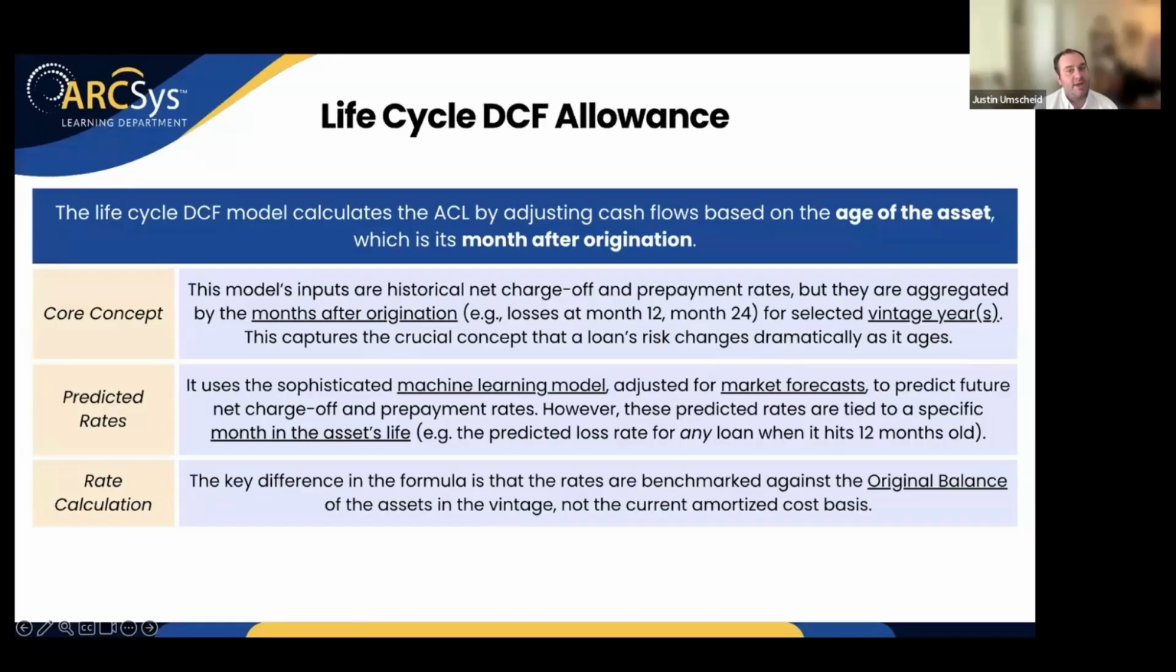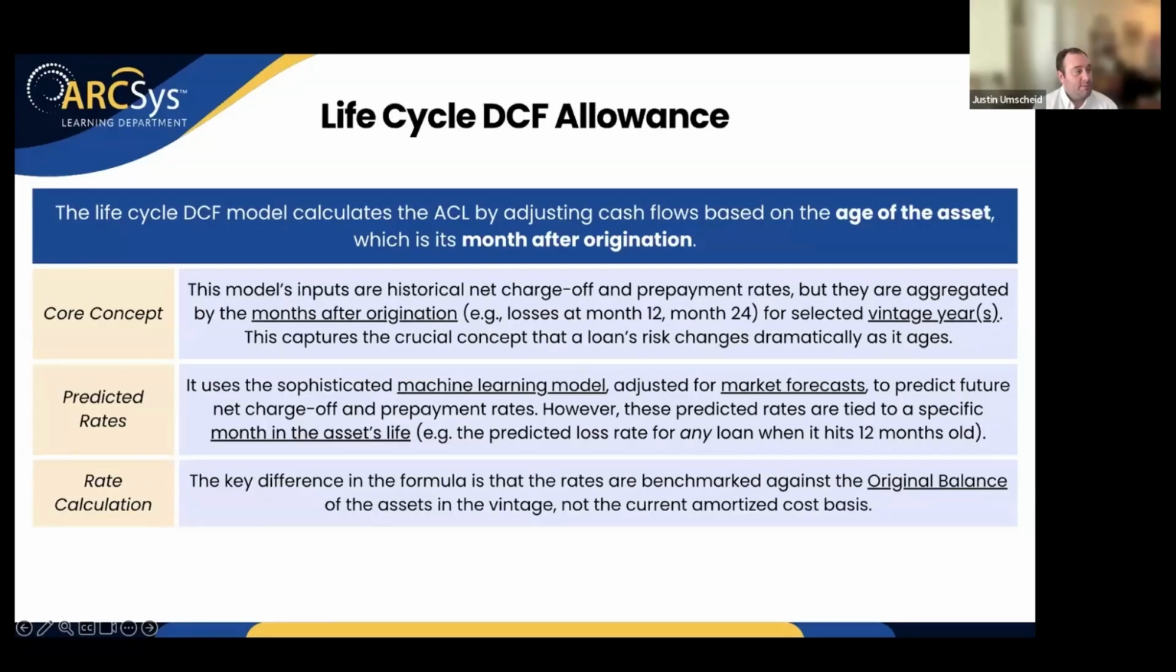We're still inputting net charge-off and prepayment data, but these are now going to be aggregated by month after origination and for specific vintage years, right? Specific origination periods through time. Now, this specific lifecycle DCF model really needs that loan level detail to be run. You can't pick vintage periods based off of summary level data, not with any kind of robustness or accuracy. So this one does require more loan level detail historically, not only today, but also historically.